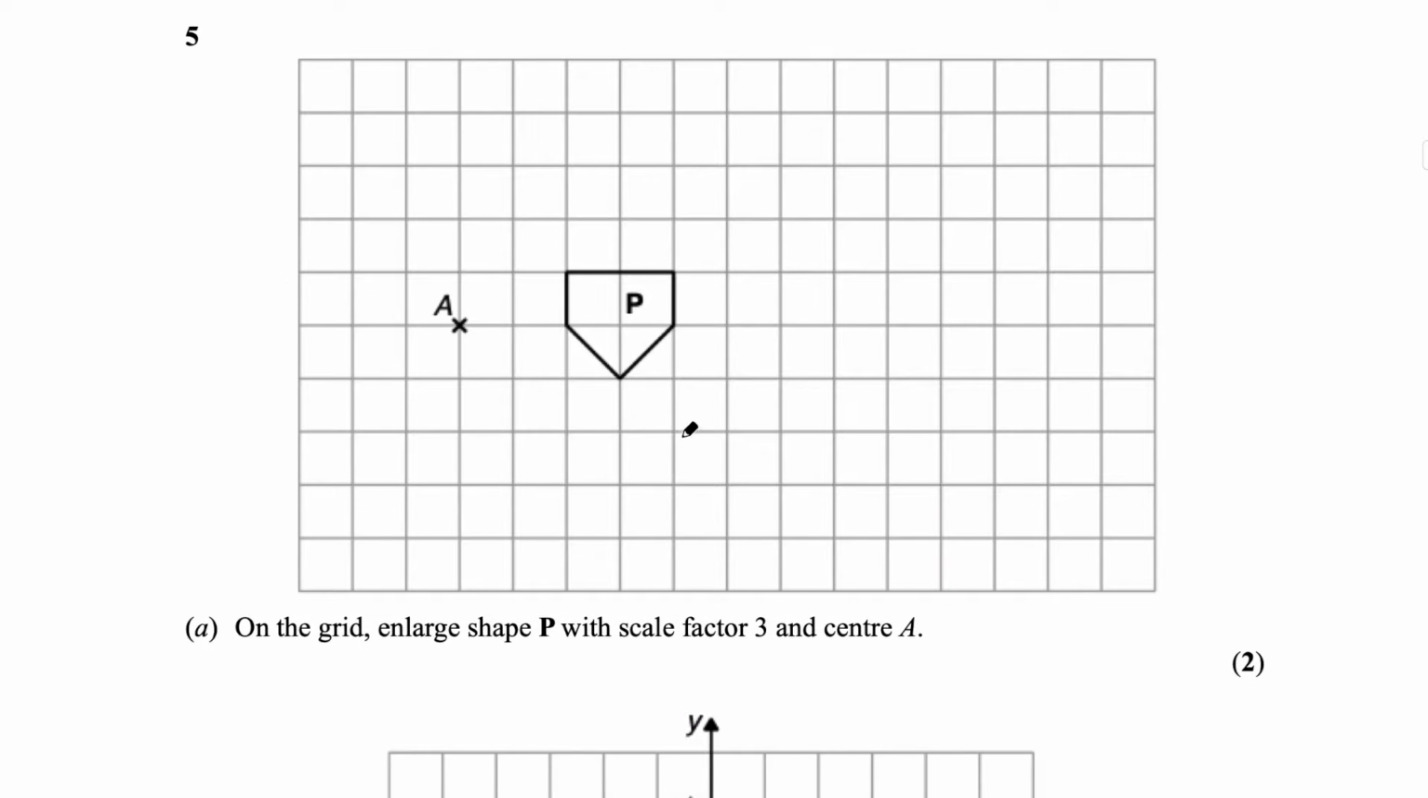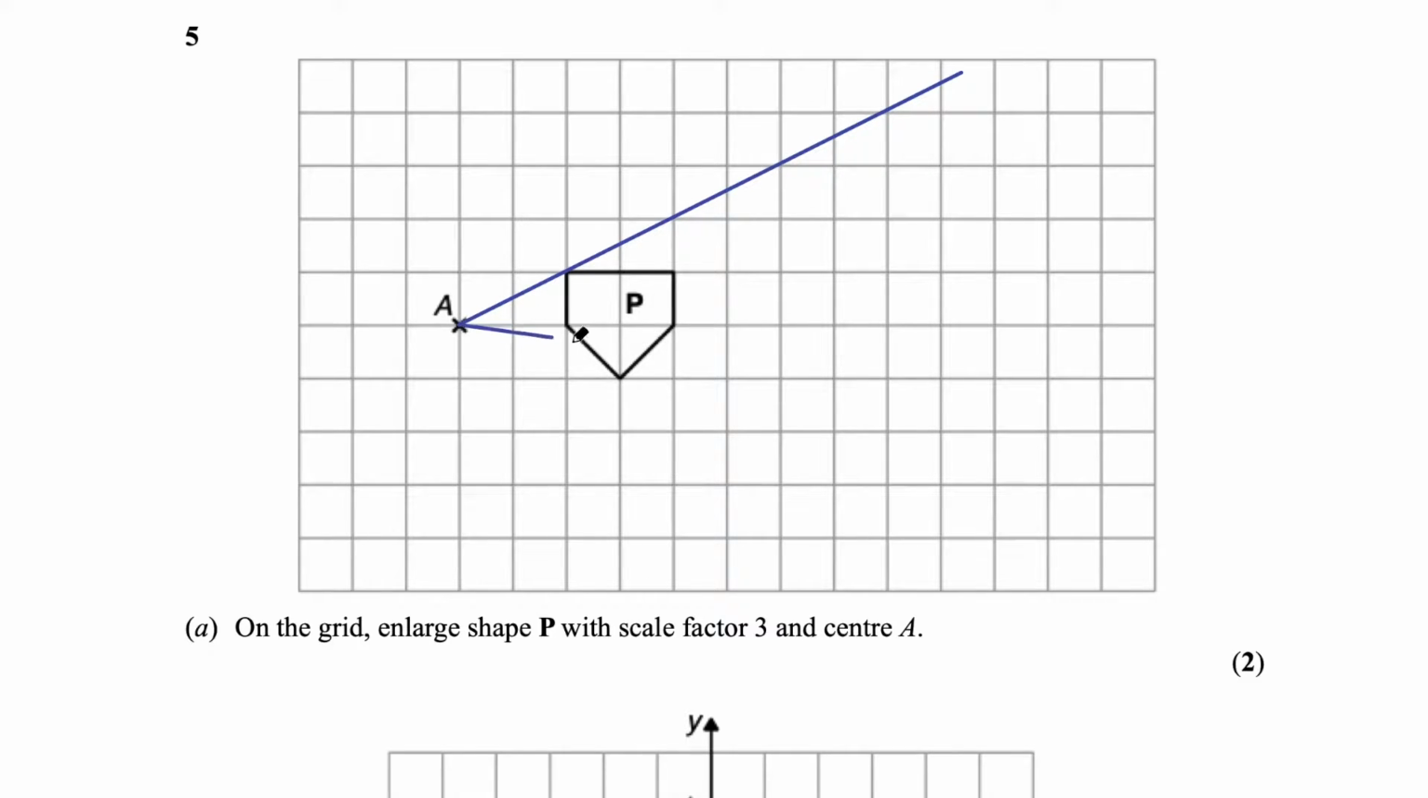Question 5 gives us a diagram. It says on the grid enlarge shape P with scale factor 3 and center A. Okay, this is an important skill to know for your GCSEs. You can start off by drawing enlargement lines, or I'm not actually sure what these are called, but lines from the center of enlargement through the vertices of that shape.